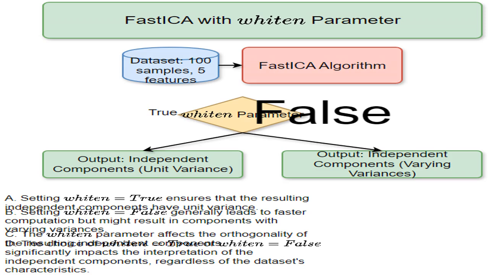If I set "whiten equals false", I skip the whitening step. This means that FastICA works directly with the data's original variances. This might be faster but could result in the independent components having different variances. It's like cooking without properly prepping. You might still get a result, but it might not be optimal.